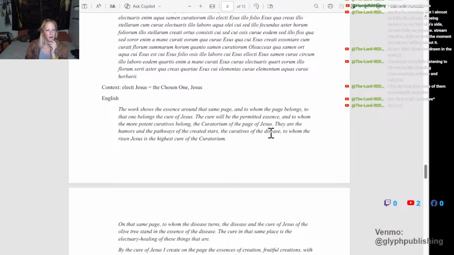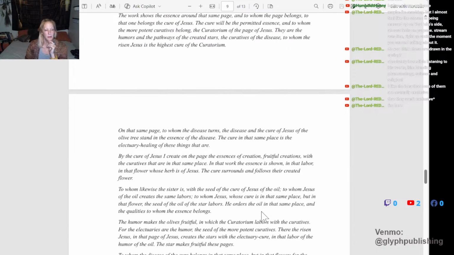It says the curatives of the disease, to whom the risen Jesus is the highest curatorium. On that same page, to whom the disease turns, the disease and the cure of Jesus of the olive tree stand in the essence of the disease. So this is describing in a Tibetan Buddhist way the process of how the cure stands inside the essence of the disease to cure it.